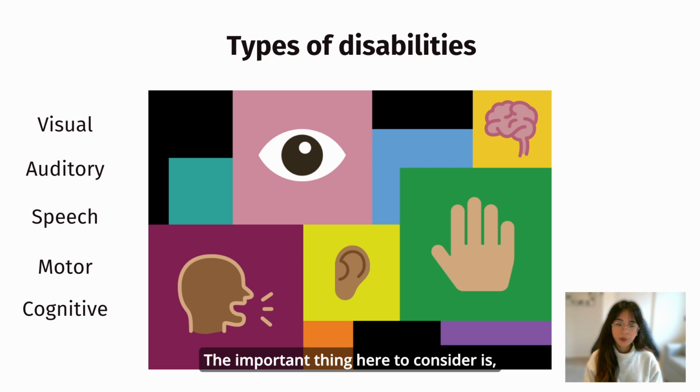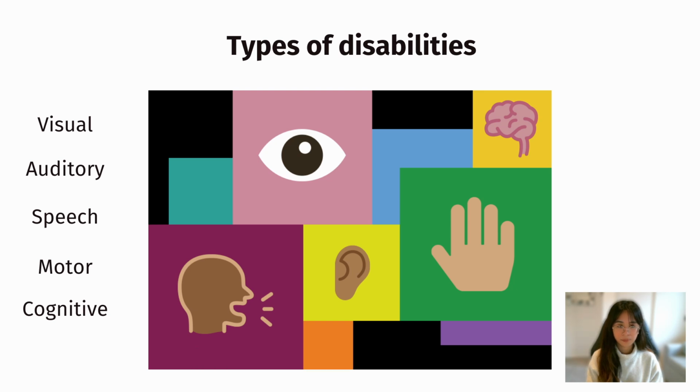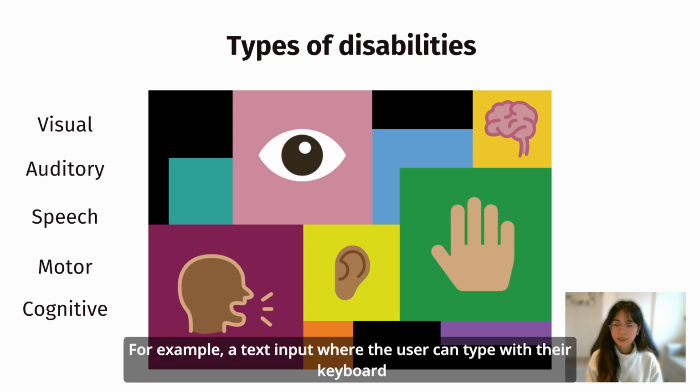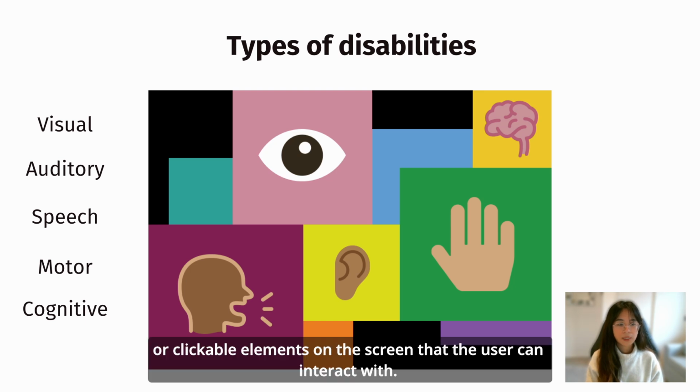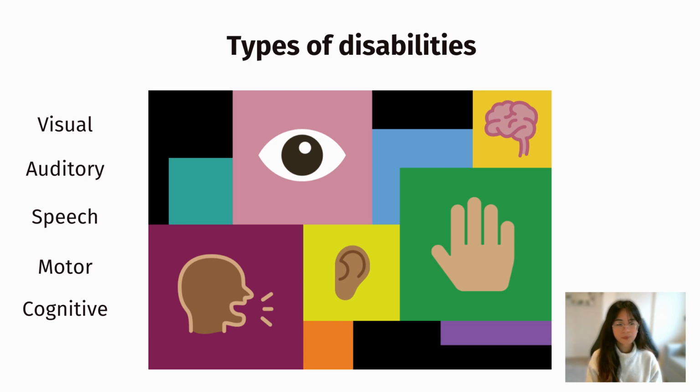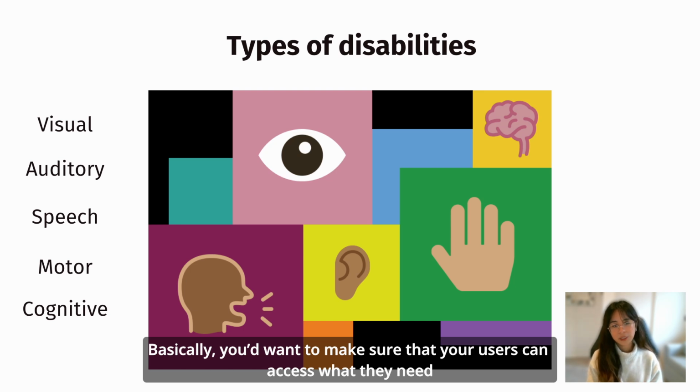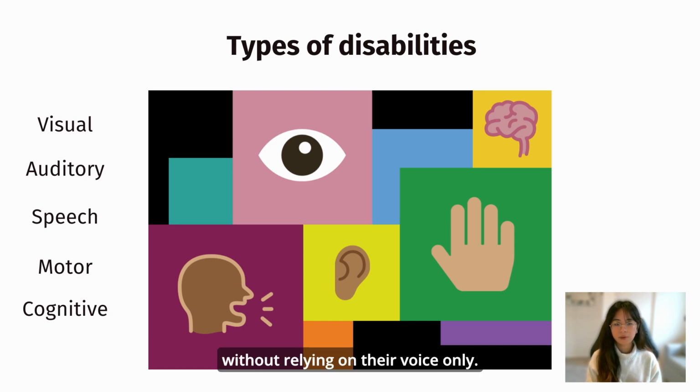So the important thing here to consider is quite similar to auditory disabilities, which is to provide an alternative input method. So for example, a text input where the user can type with their keyboard, or clickable elements on the screen that the user can interact with. Basically, you'd want to make sure that your users can access what they need without relying on their voice only. So that's the main thing to think about for these users.